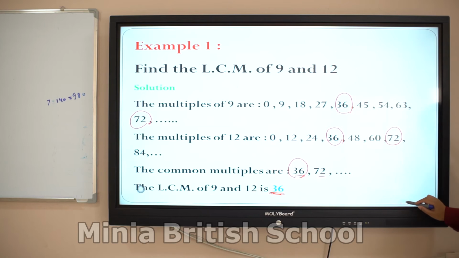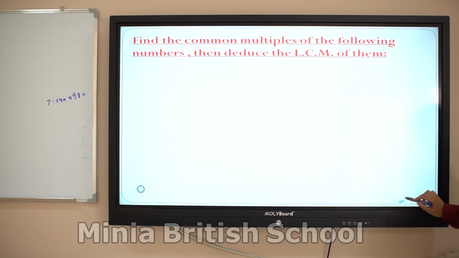This is the first case. Here, again, find the common multiples. By the same way, find the common multiples. If he asks me for common multiples, I will do the first way. The first way means what?